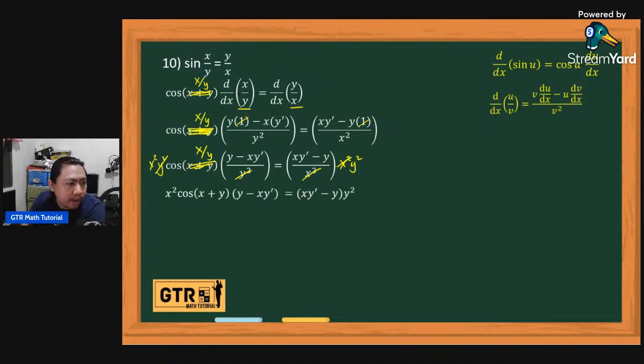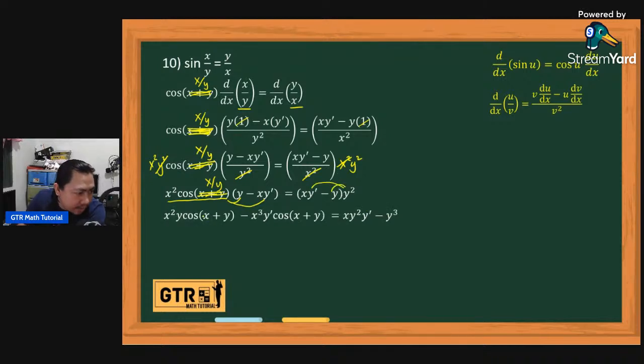So therefore, we have x squared cosine of x over y times y minus x y prime. And for this term, x y prime minus y times y squared. So just distribute x squared cosine of x over y to this term y and negative x y prime, and for this term, distribute y squared. Lahat ng terms na to, papalitan lang natin, x over y. Nakopya ko yung number 9 nung ine-edit, kaya naging x plus y. So this should be x over y.